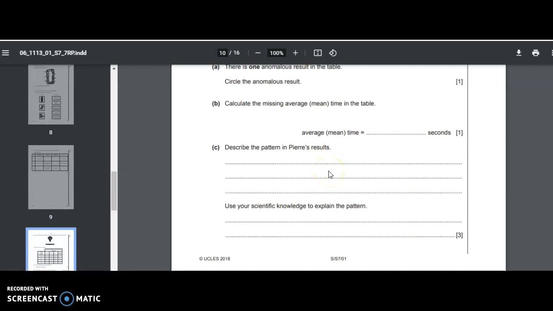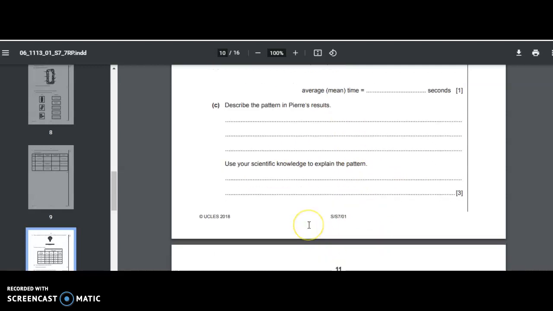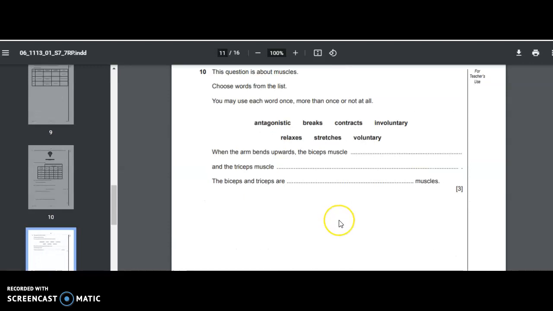Again, don't just write increased. Be specific. What is increased? And how does he know that? Well, the more surface area you have on a parachute, the more air resistance you're going to have. So that is the answer for that part.